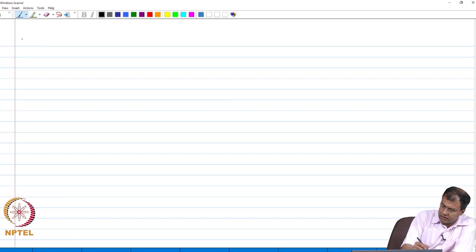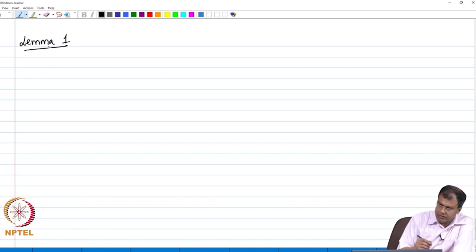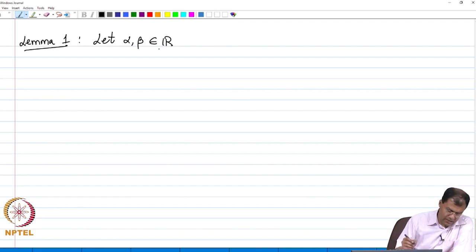So the result is broken down into two smaller results. Let us say the first result we denote by Lemma 1. The first lemma says: let us have two real numbers alpha and beta such that one number is less than the other. Let us say alpha is less than beta.